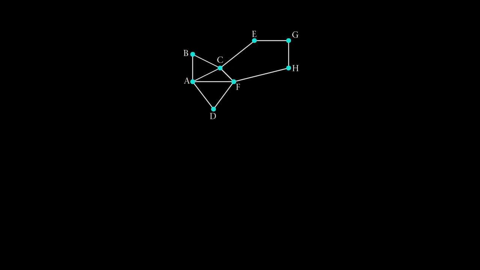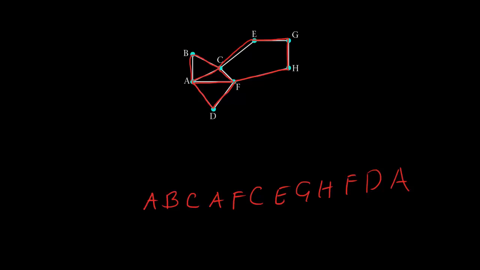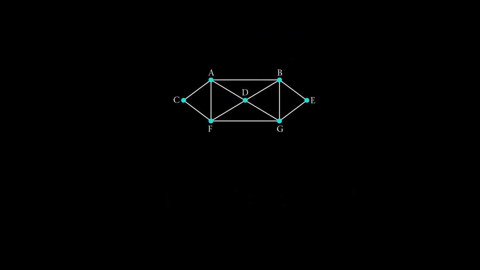So here is another Eulerian graph that needs to be traversed. So we can traverse if we start from A, B, C, A, F, C, E, G, H, F, D, A. Now suppose in this particular graph you're asked to show whether this graph is indeed Eulerian or not. To do that, you first have to form a table with one row naming the vertices and the other row naming the number of arcs in the vertices.